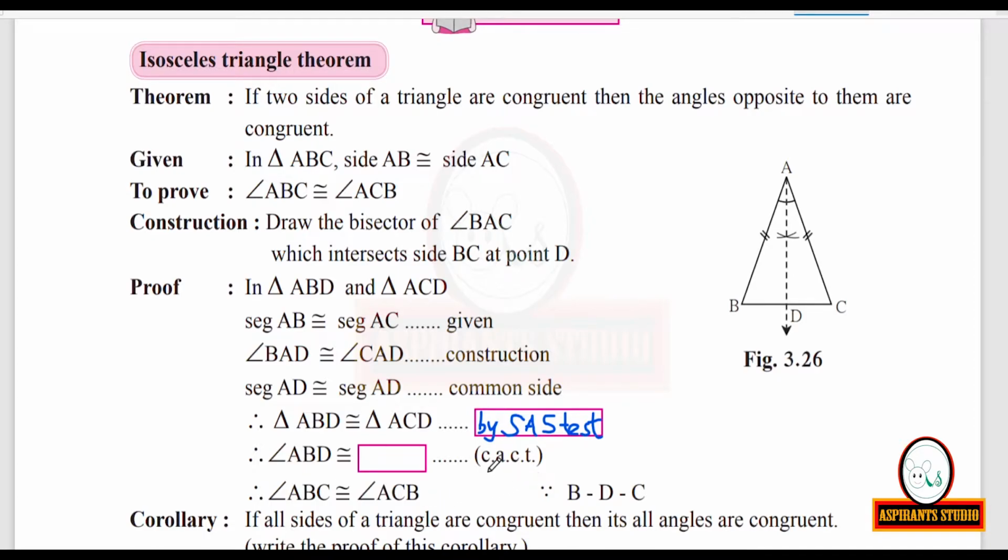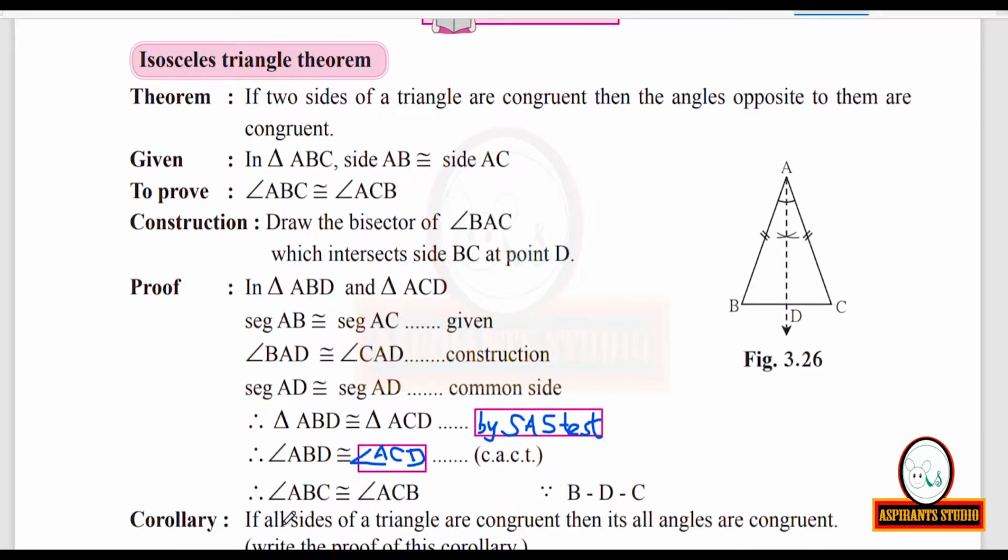Now, the corresponding angles of congruent triangles. Angle ABD is congruent to... A corresponds to A, B corresponds to C and D corresponds to D here. So, angle ABD is congruent to angle ACD. You have to write CACT, corresponding angles of congruent triangles.